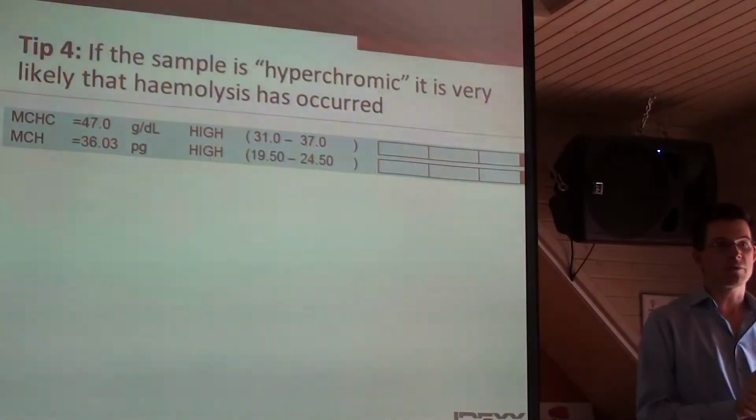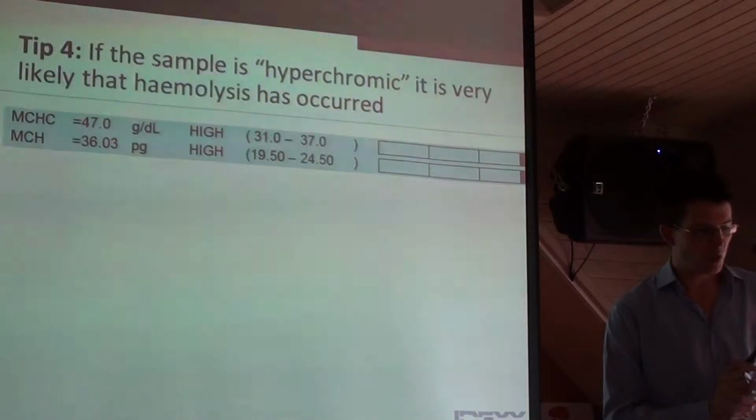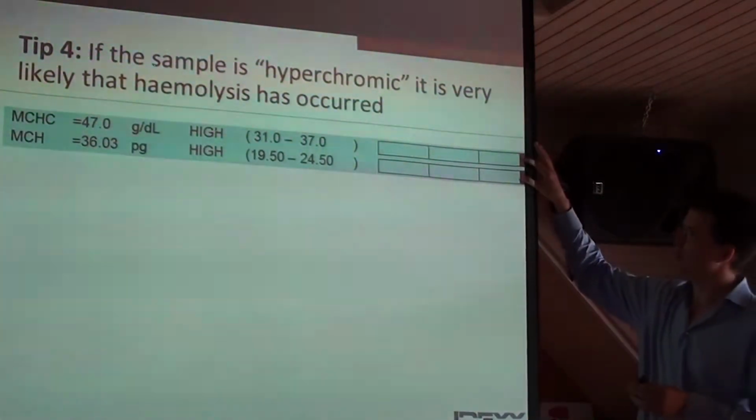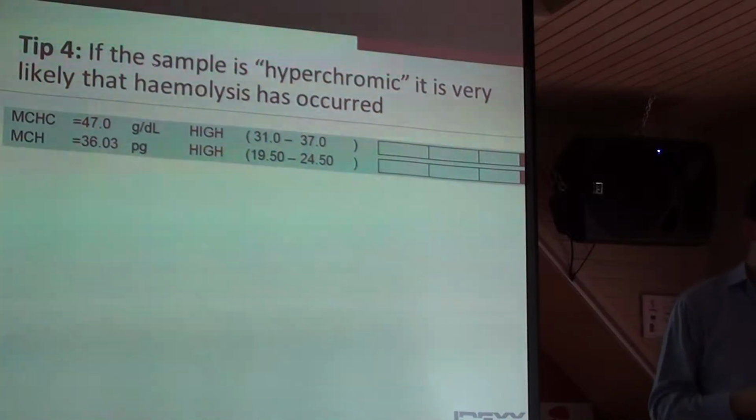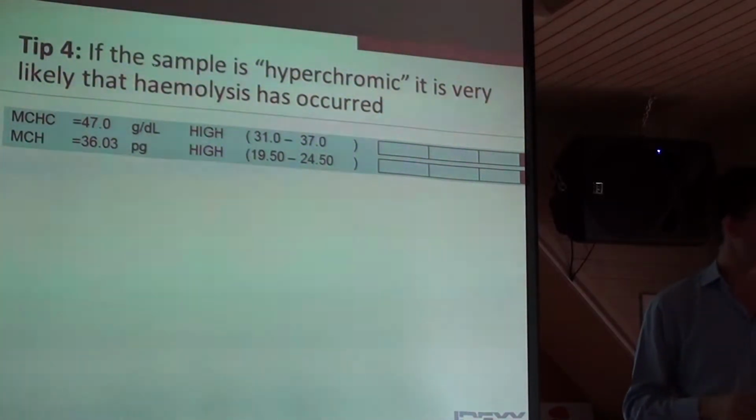Very good. So tip number 4 is to understand a little bit about these two parameters, the mean corpuscular hemoglobin concentration and the mean corpuscular hemoglobin.